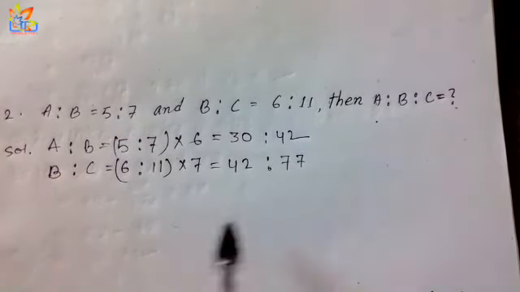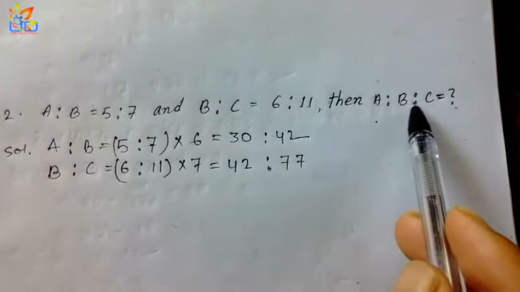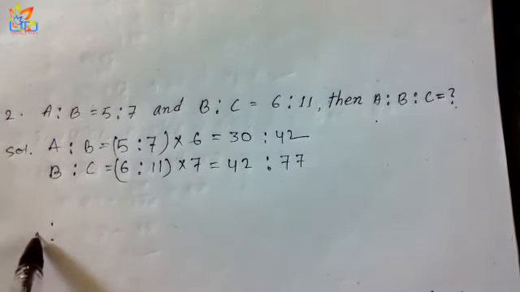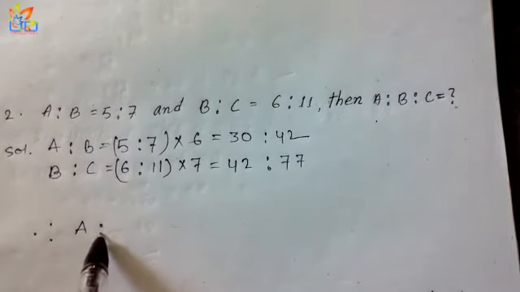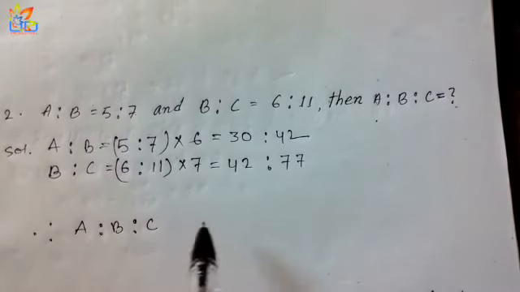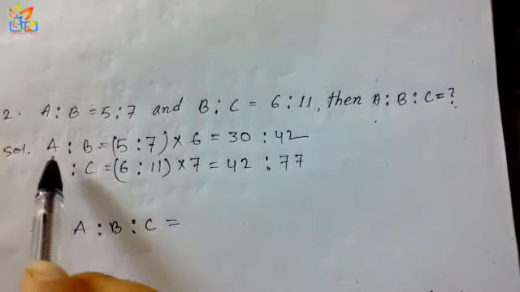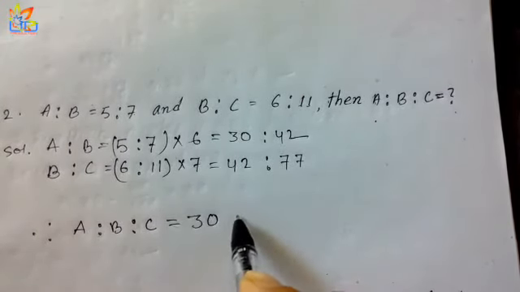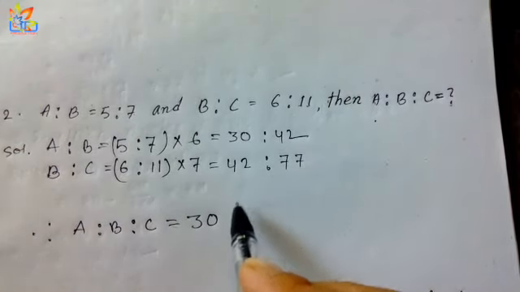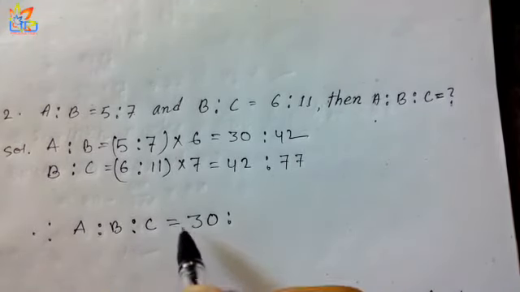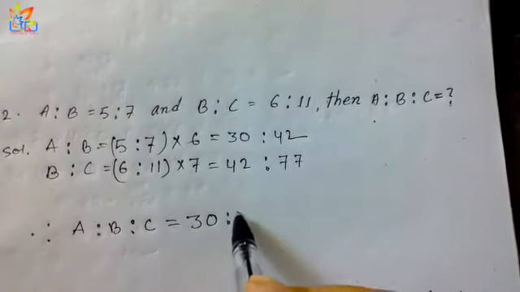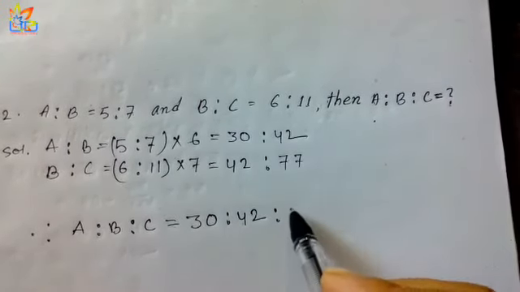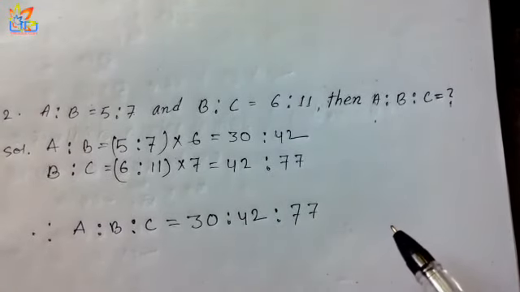So A is to B is to C equal to 30 is to 42 is to 77.